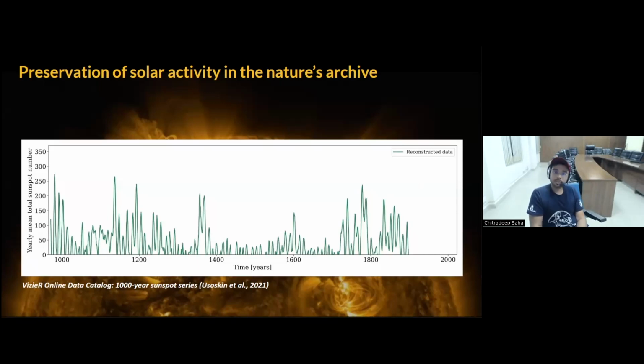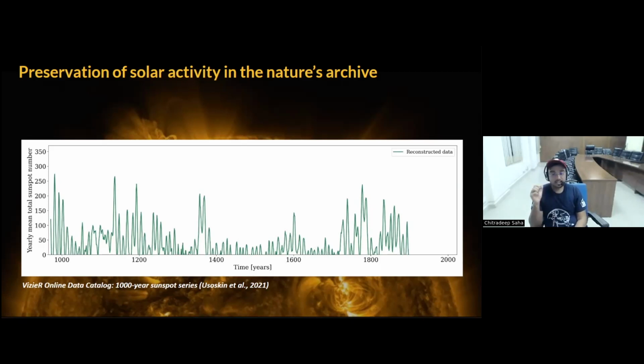You have cosmogenic isotopes, which have very long half-life time scales. You have beryllium-10 and carbon-14. Carbon-14, for that matter, has a half-life of around 500 years. Beryllium-10 has a half-life of around 5,000 to 6,000 years. And what happens is that solar activity actually regulates the abundance of these cosmogenic isotopes through the flow of cosmic particles that emerge from supernova explosions in other galaxies.